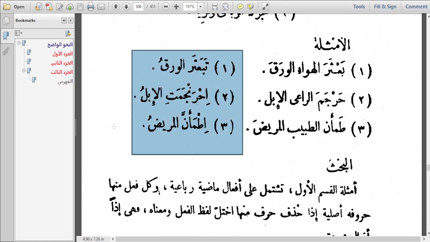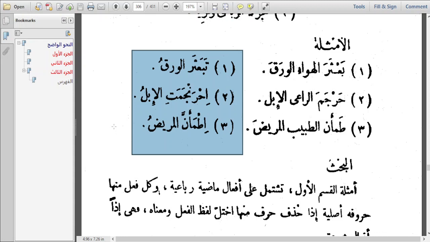So when you have a verb that is already four-lettered, the root of the mujarrad is fa'lala, like ba'athara, harjama, tam'ana. The root is fa'lala. From this fa'lala, you can add ta in front of it and it becomes tafa'lala. You can also make it if'alalla.